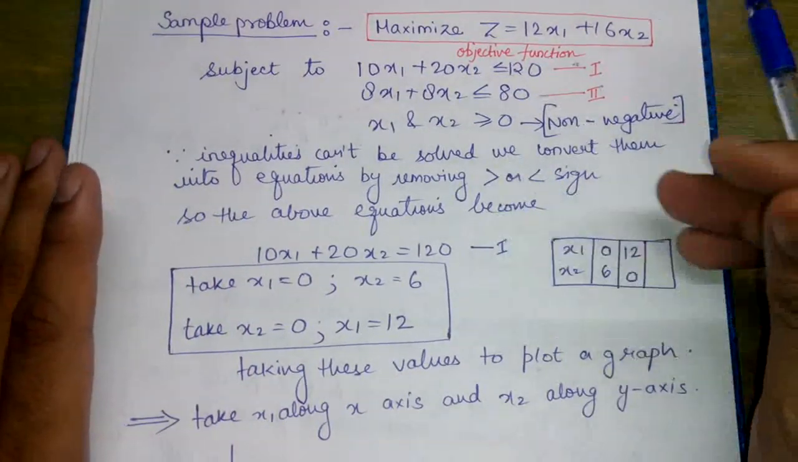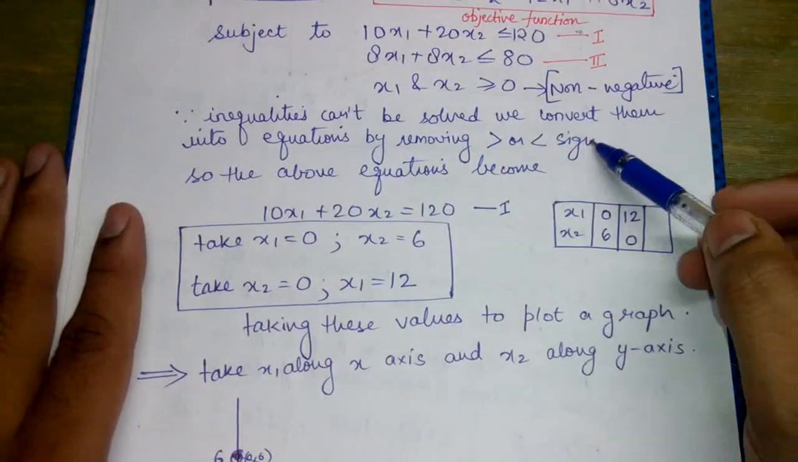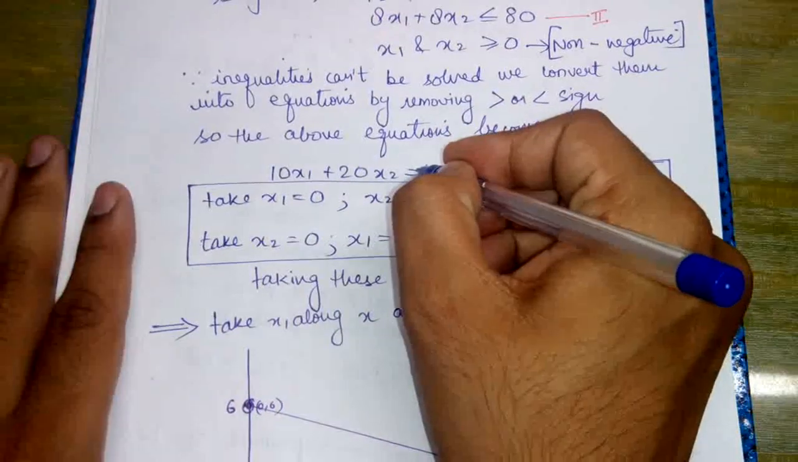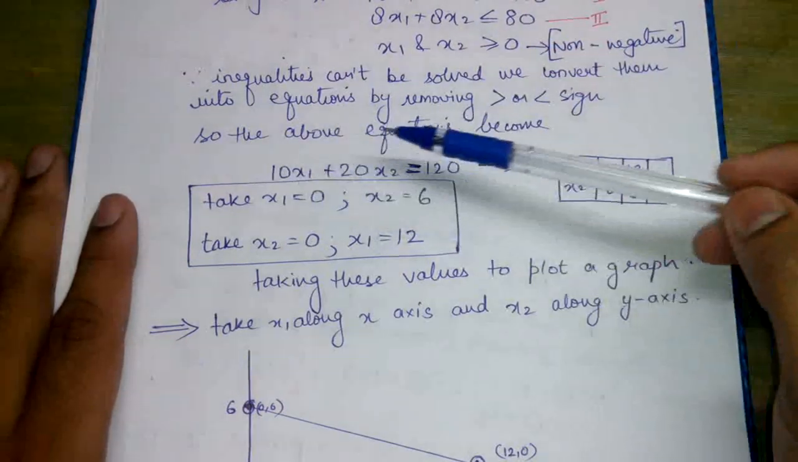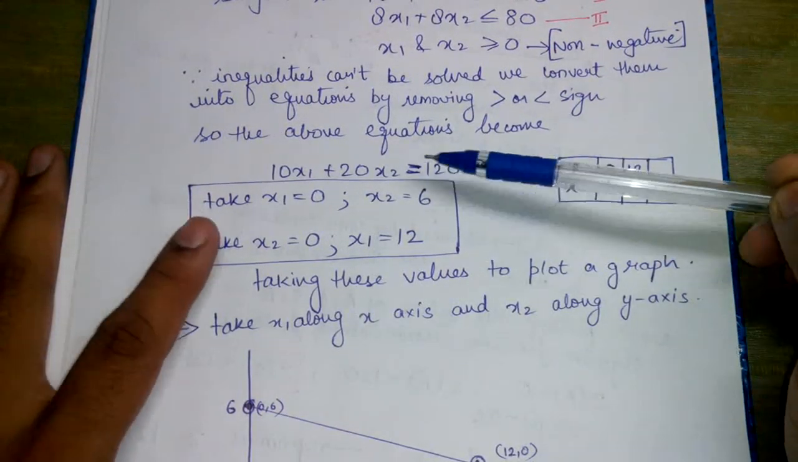Now we know that inequalities cannot be solved directly, so we will convert the inequations into equations by simply removing the less than or greater than sign, and this becomes equal to. So the first equation becomes 10x1 plus 20x2 is equal to 120.